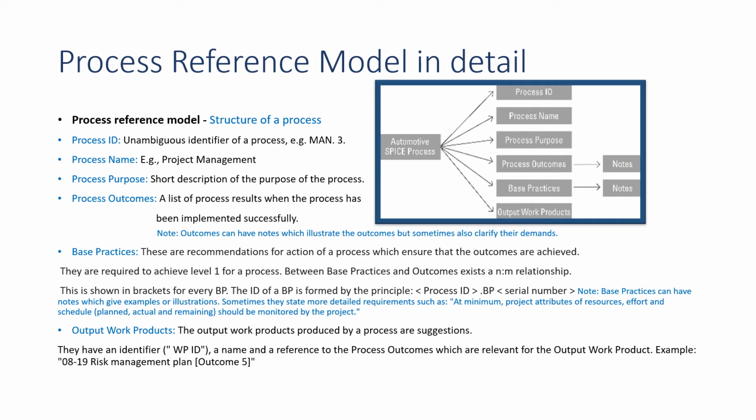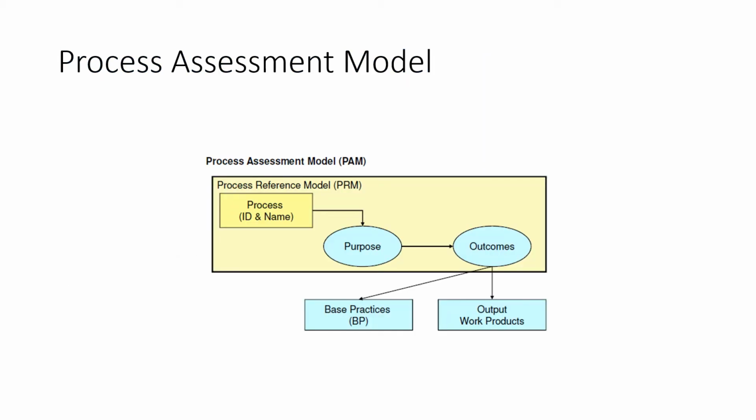Coming back to the process reference model in detail, we can see that we have a process ID, process name, process purpose, process outcomes, best practices, outputs, work products, and some notes which belong to the process outcomes and the best practices. So this is a reference model which we can refer to. This is a sample given from the MAN3 process area, the project management process area. We have already discussed this, so we can skip it.